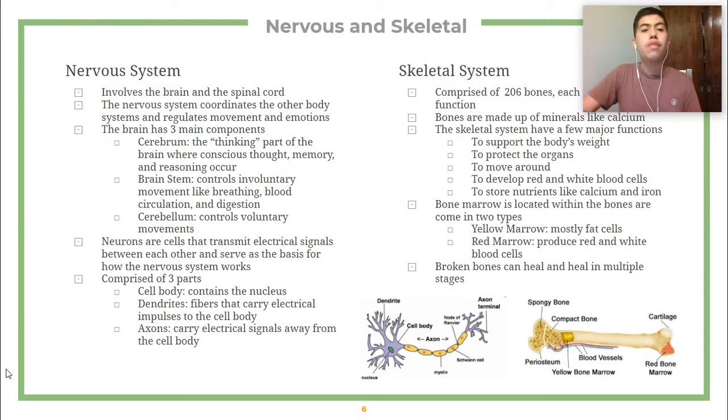The nervous system involves the brain and the spinal cord. And the nervous system is important because it coordinates the other body systems and regulates movement and emotions. Those are two examples of what the nervous system does.